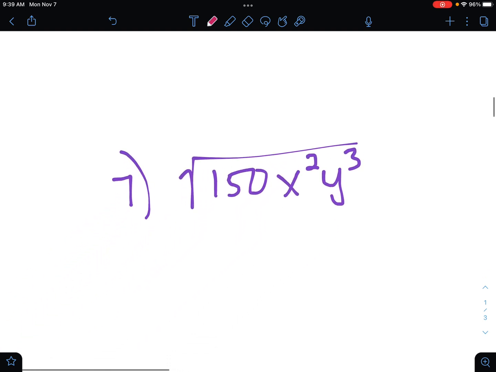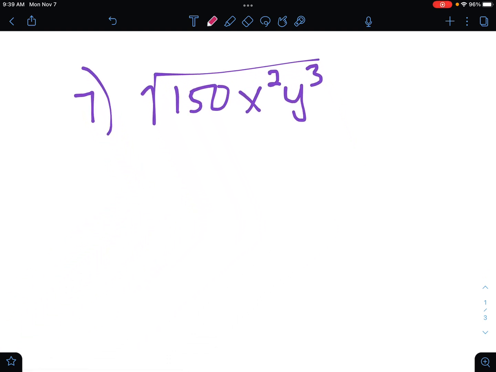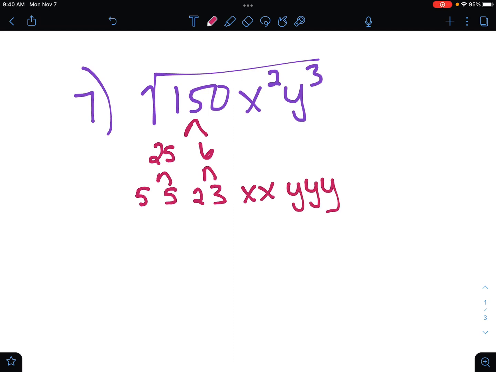Now you can also have numbers and letters. It works the exact same way. So the first thing you're going to do is break down that number. So this one, I'm going to do 25 and 6. Break it down to the prime factorization, just like we had done. Now I'm going to bring down my x's and y's, my letters. So we have x squared, which means we have 2 x's, and y to the third, so I have 3 y's. Now I'm going to circle my groups of 2. So I have a group of 5's, group of x's, group of y's.